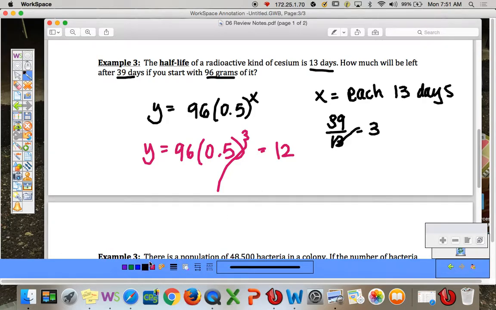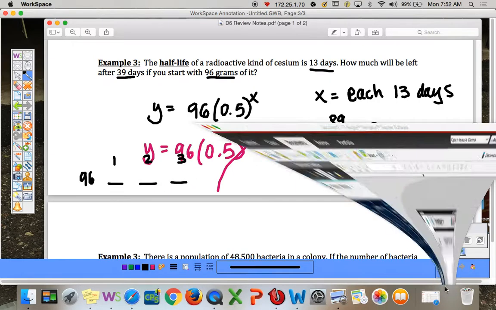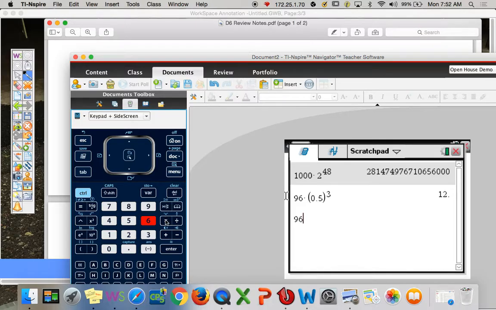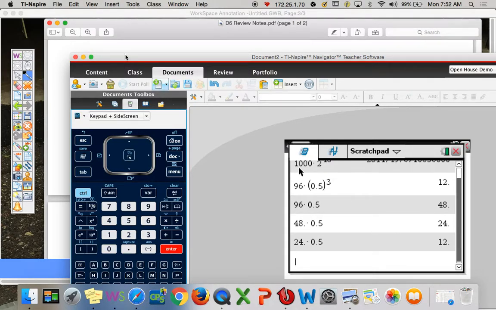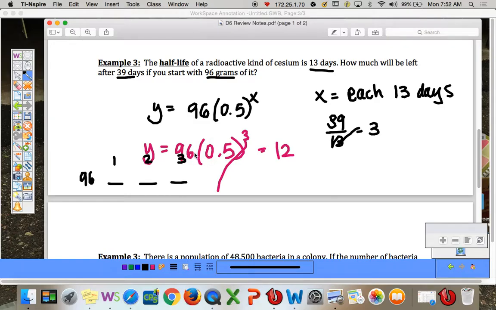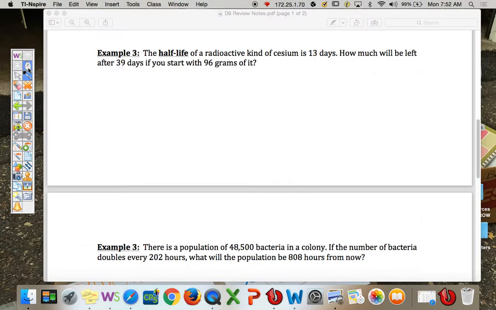And if you wanted to, I mean, you could make a table for this too. We could do 96. And then for the first set of 13 days, cut it in half, and then cut it in half again, and then cut it in half again, and we should get 12. Let's try that. So 96 times 0.5, there's the first set of 13 days, times 0.5, there's the second set of 13 days, times 0.5, and we get 12 again. So there's several ways to do this, but here's the way you set it up with the equation.